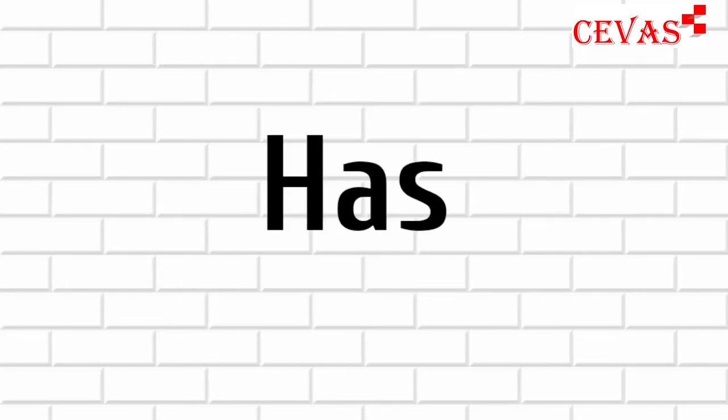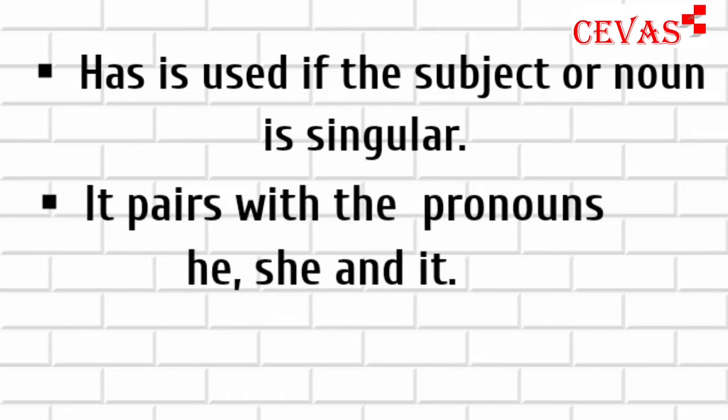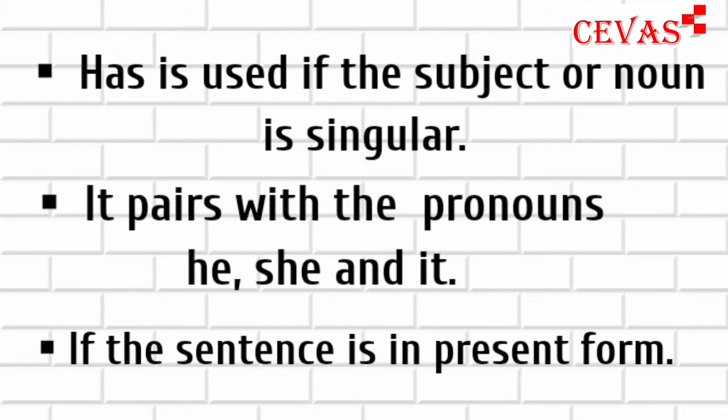Let's start with the word has. Has is used if the subject or noun is singular, and it always pairs with the pronouns he, she, and it, and if the sentence is in present form.